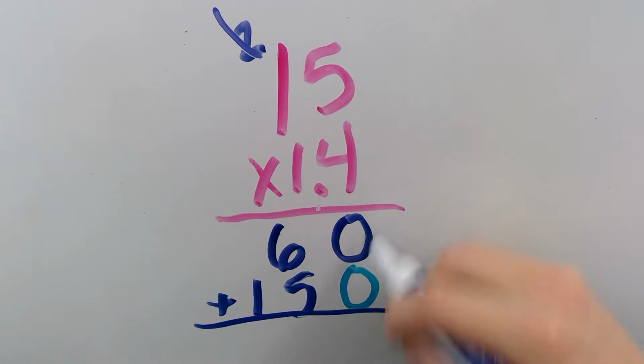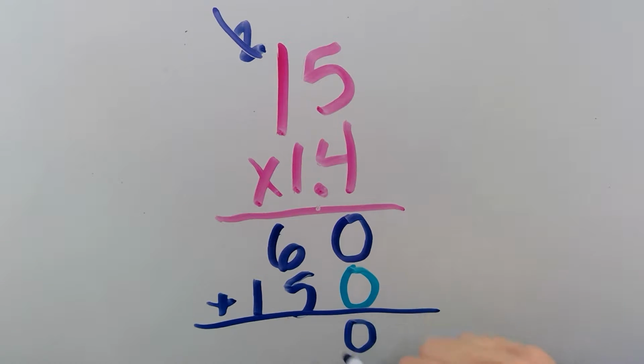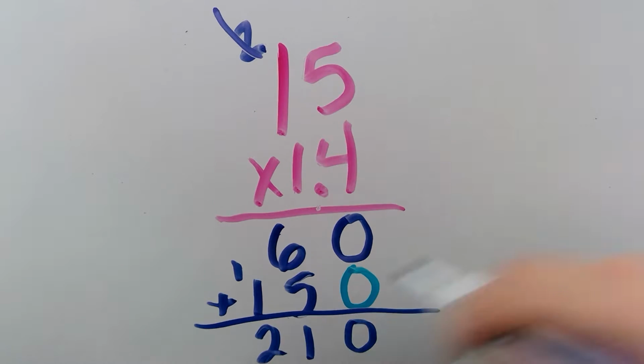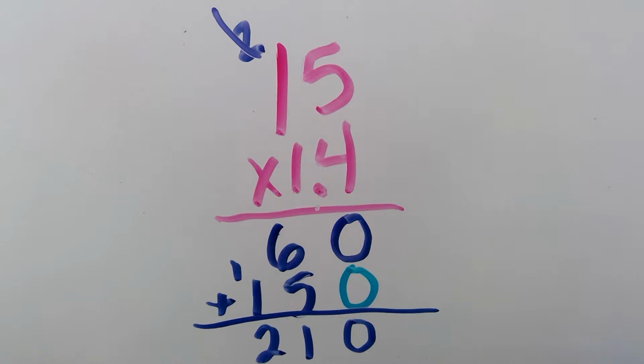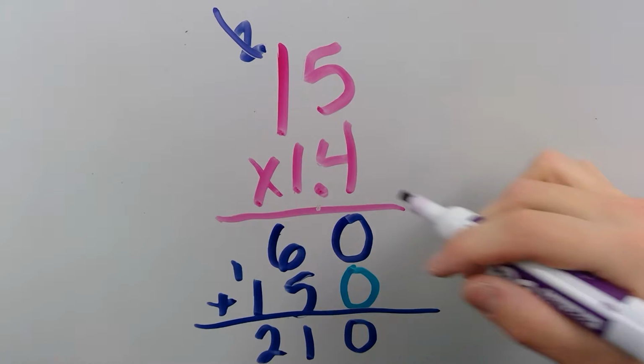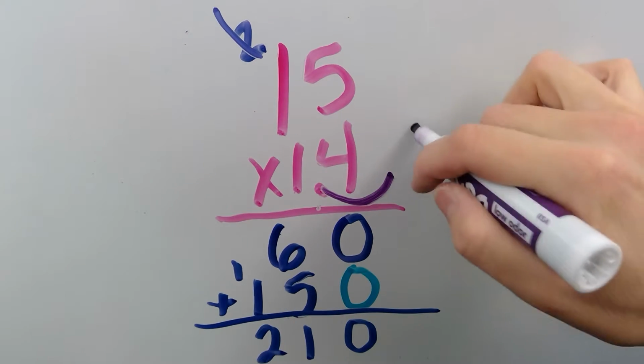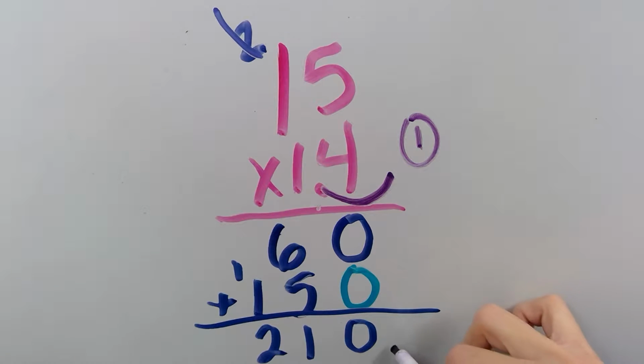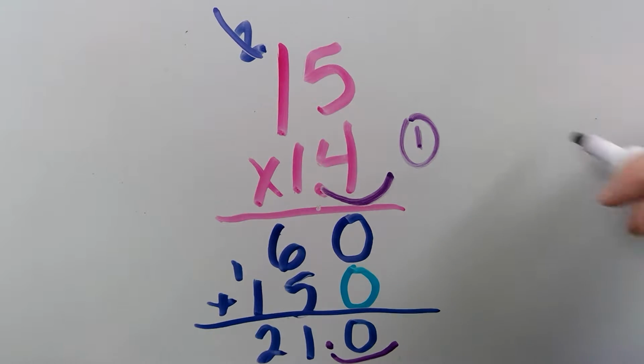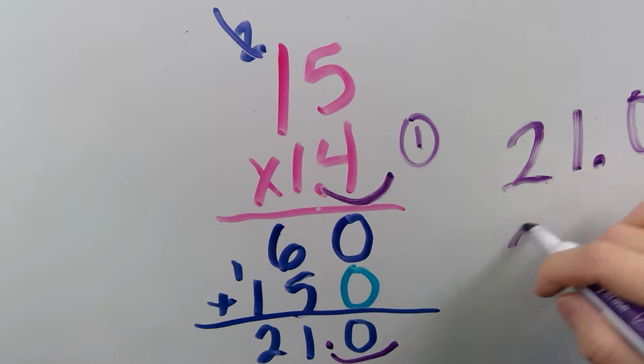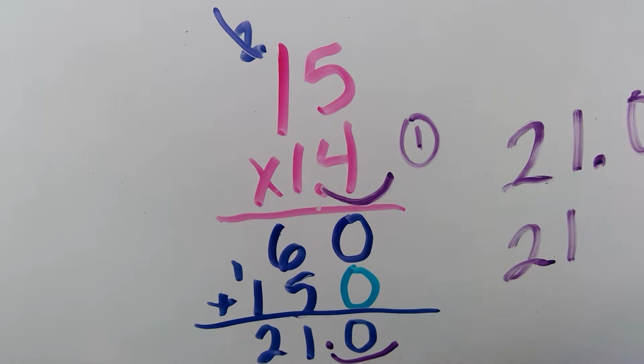Add it up. 0 plus 0. 6 plus 5 is 11. 1 plus 1 is 2. So now I'm here, and my answer says 210. But this is where I've got to go back, look at my original numbers and the placement of the decimal. The decimal is shifted in one place, so on my answer, I have to shift the decimal in one place. So my answer is really 21 0/10, or you could just write 21.